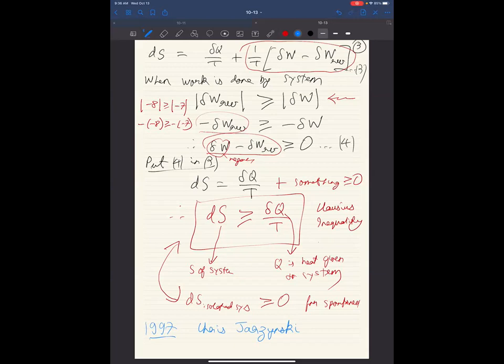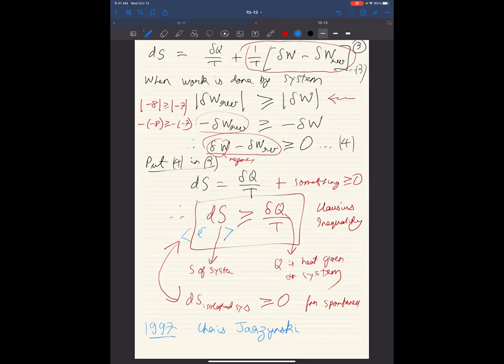Chris Jarzynski is someone who wrote a paper, and you can look up Jarzynski's relation on Wikipedia, which showed that if you take the exponential of both of these and then average over all paths, it becomes an equality. This is considered to be the most important development in thermodynamics over the last 300 years. And he's a professor here, which is super cool.